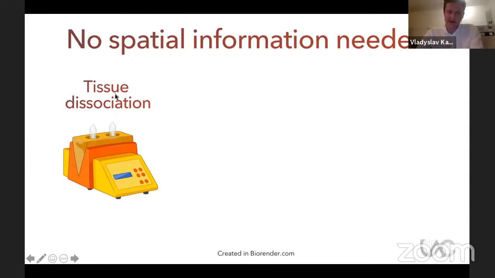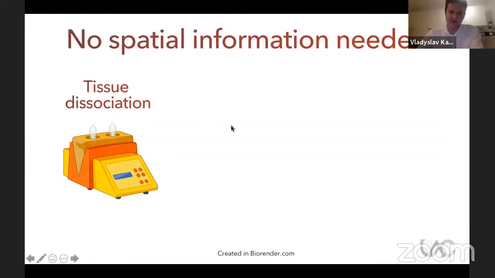There are a lot of techniques depending on the organ that you're working with. For example, if you are working with spleen, it can be even okay if you just press your tissue and then chunk it a little bit, and then you have a dissociated tissue. If you're working with brain, it's a little bit harder, because it's mainly very fatty, and that's why you need some enzymes to dissociate the tissue. So the tissue dissociation depends very heavily on the type of tissue you're working with.